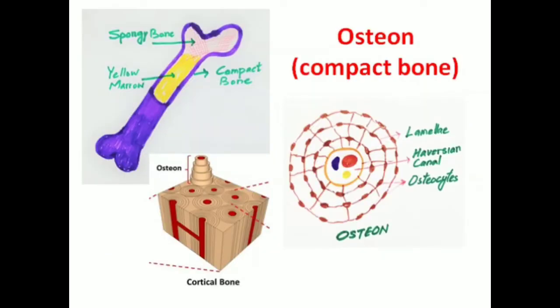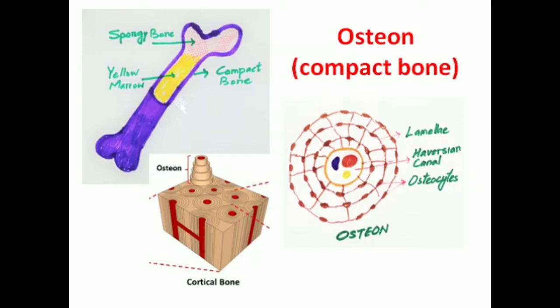In this image, this is a long bone. This part, which is outer, that is compact bone. The spongy bone is lying here. The yellow part shows the marrow.